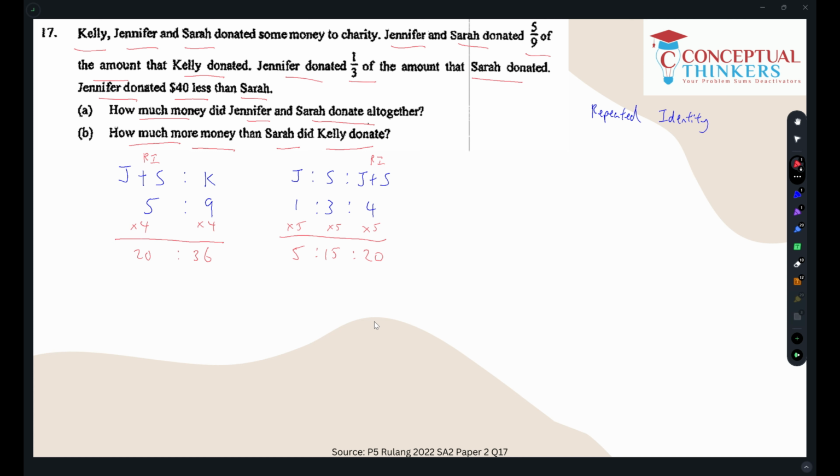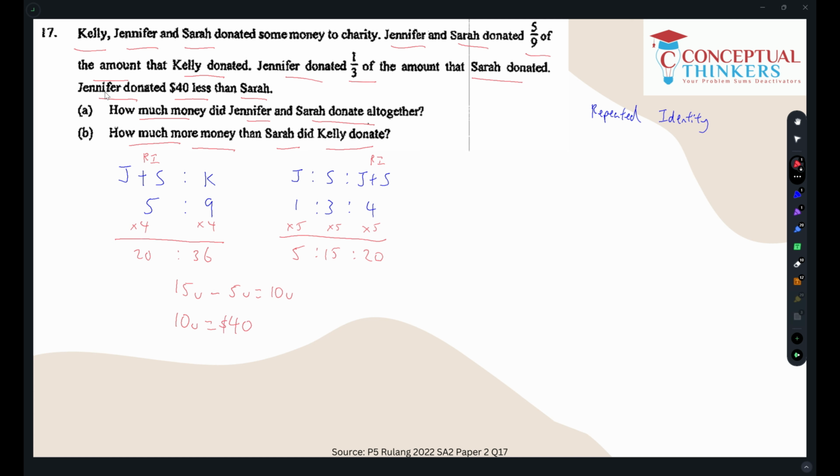Okay. Now once you have made the repeated identity have the same units, then you can look at the question again to link units with values. So they did say that Jennifer donated $40 less than Sarah. Okay, so we can look at the difference of these two identities. Now I'm going to take 15 units, which is Sarah's units, minus away 5 units. So this will give me 10 units. So this will be the difference, and these 10 units will be equal to $40.